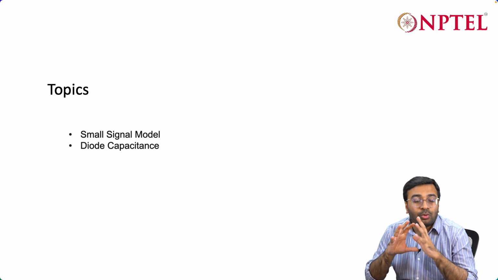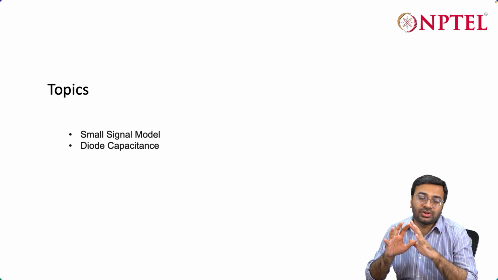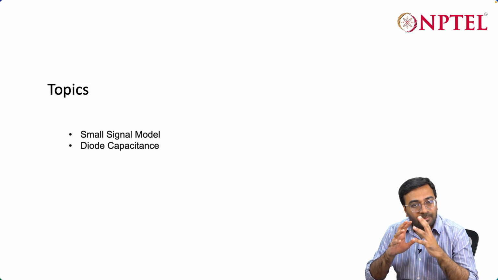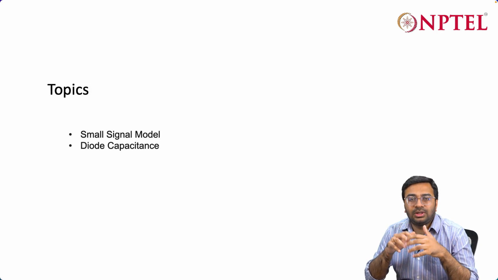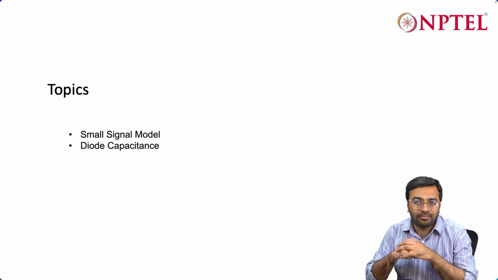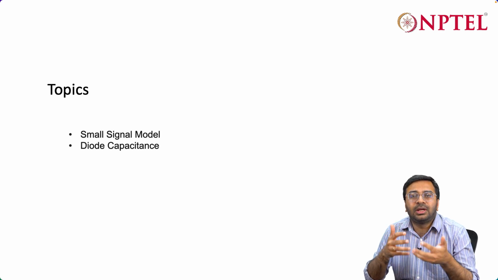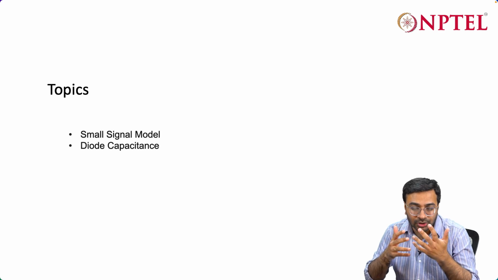One is small signal model of PN junction. So, we will see what is a small signal model, why it is important, and how actually small signal model will help us in analyzing different engineering problems related to PN junction.